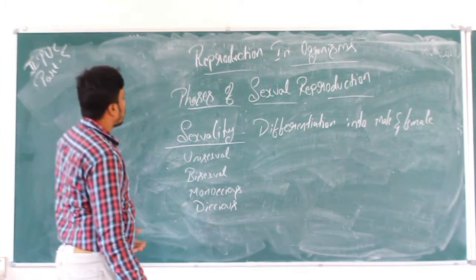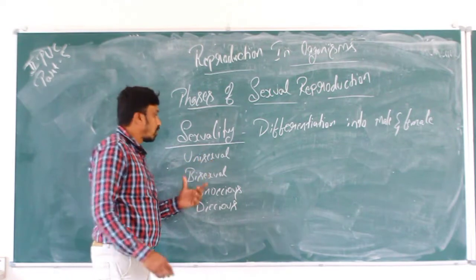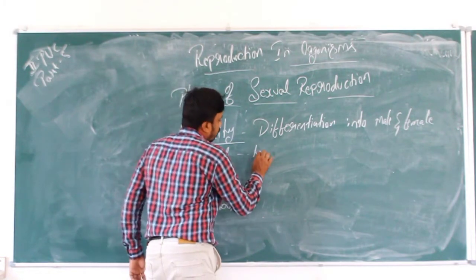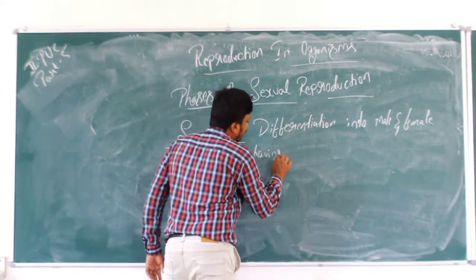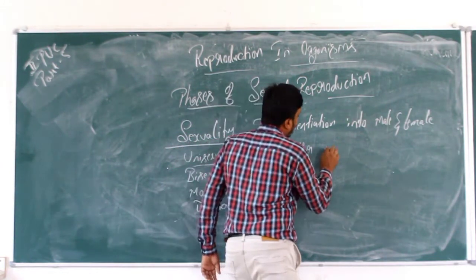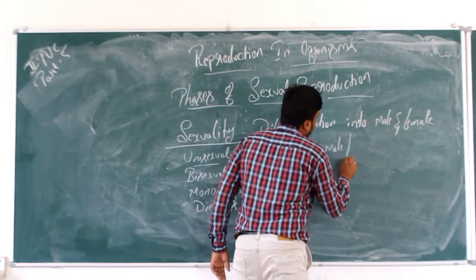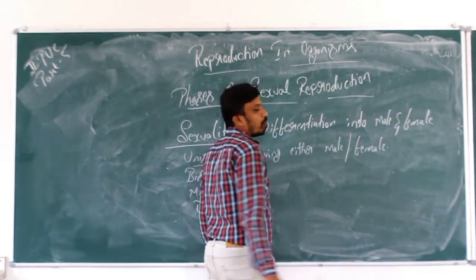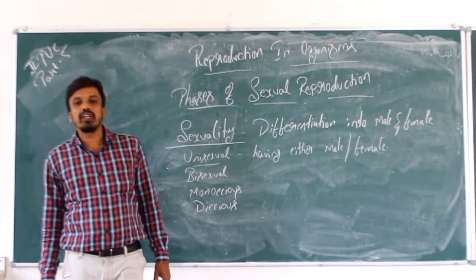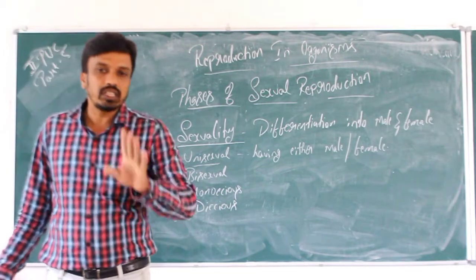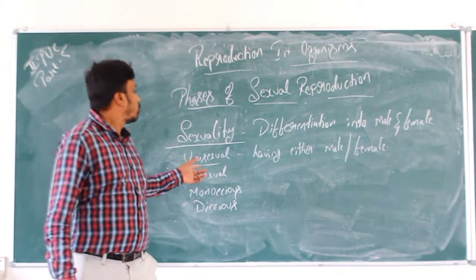Okay, coming to the unisexual. Unisexual organisms having either male or female part. So if the organism has only one of the two, either the male part or the female part, what do we call it? Unisexual.